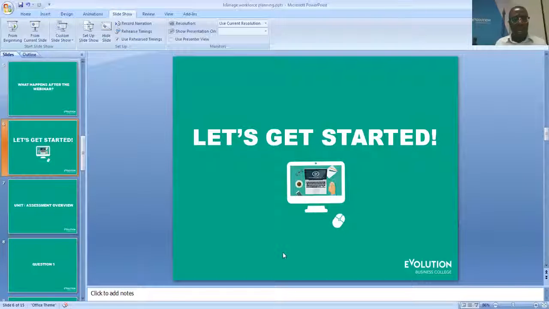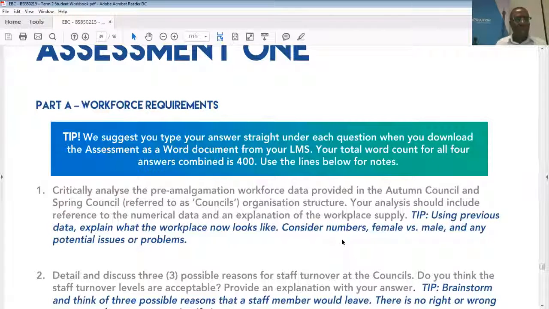For us to get started now, I'm going to take you to the unit. Let's go. We're going to share my workbook with you. Right, there you go. This is a new share, and this is the workbook. This is what we have now.